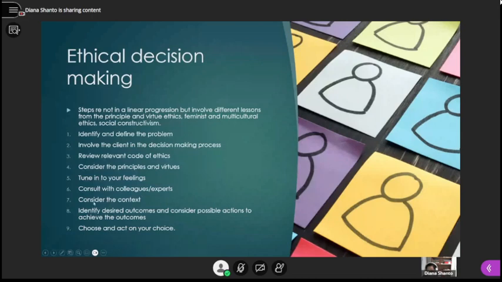Consider the context. Est-ce que c'est une famille à problème? Par exemple, si au cas l'enfant n'a pas de support from friends, there are no friends, there's no one else. Identify desired outcomes, consider possible actions to achieve outcomes. Desired outcomes is, par exemple, que l'enfant ait le support et aussi à l'école qu'il y ait un système de support pour que l'enfant ne se sente pas seul. Choose and act on your choice.